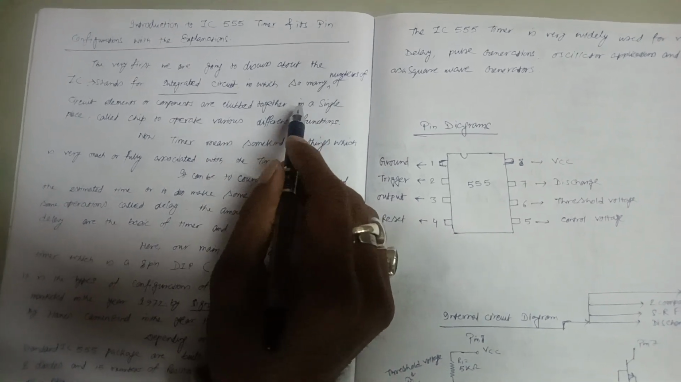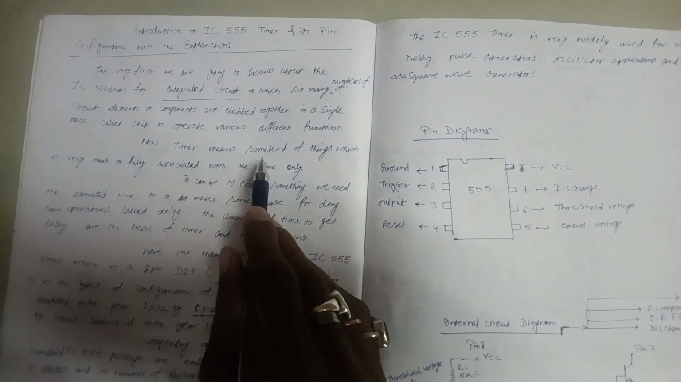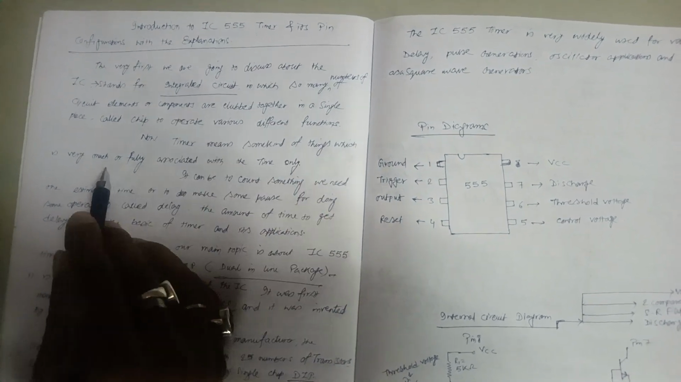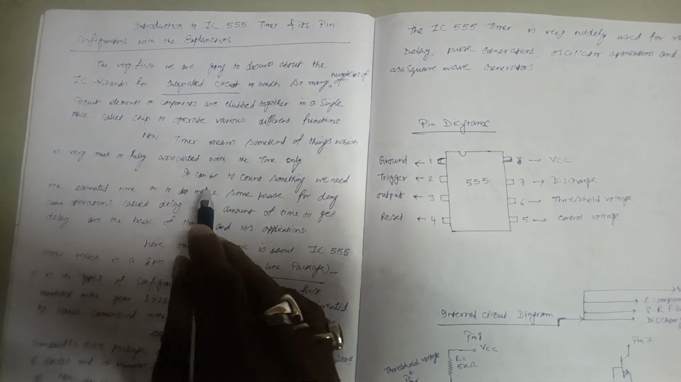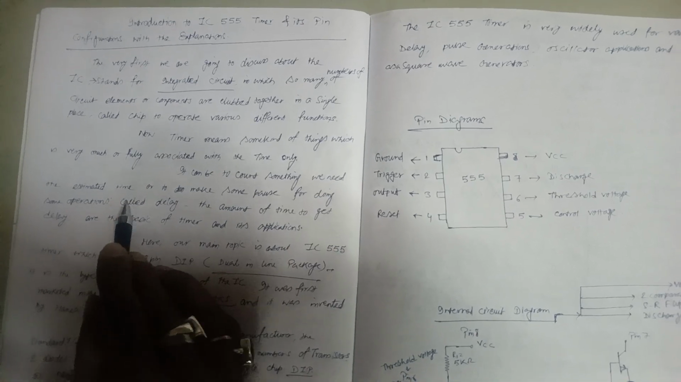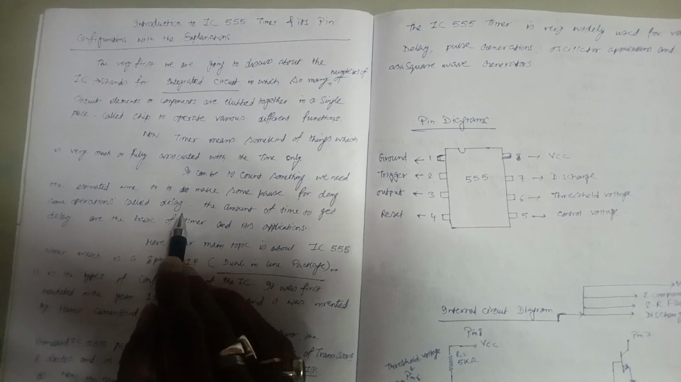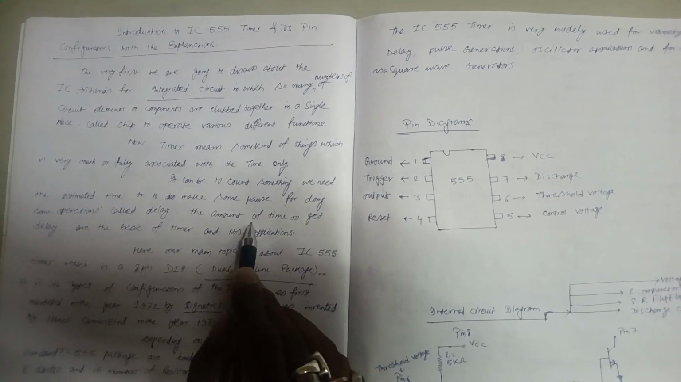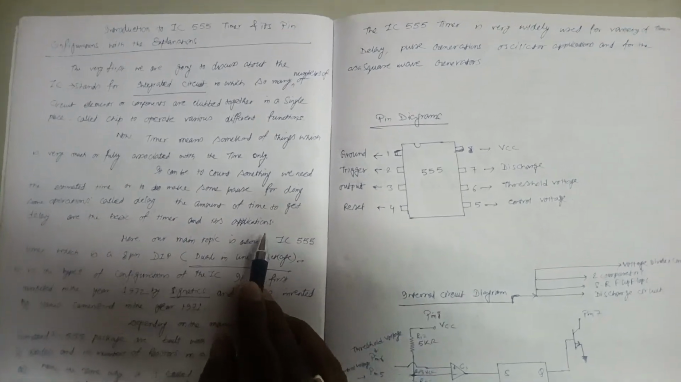Now as we can see here, timer. Timer means something which is fully associated with time only. It can be used to count something where we need the estimated time, or to make some pause before doing some kind of operation, called delay. The amount of time to get a delay is the basis of a timer and its applications.